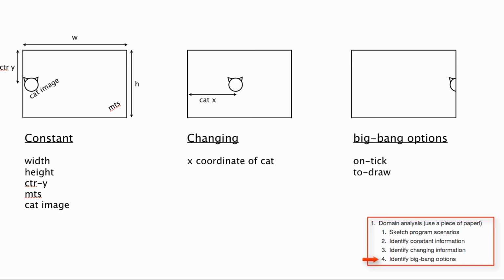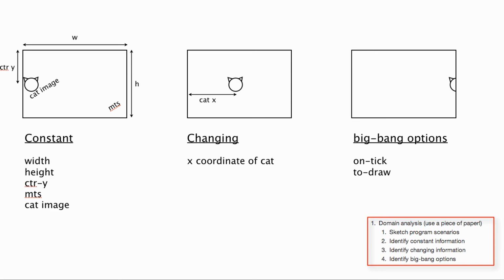Once we've done that, we've done the analysis for this program. Just to recap quickly, we drew 3 pictures of different states in the program's progression. And then using the pictures, we identified constant information, changing information, and Big Bang options. The constant information inherently will show up in every picture. You may need to use more than one of the pictures to identify the changing information or the Big Bang options. For example, if your program is going to have special behavior that happens when you click the mouse, you may only have one picture that shows that.